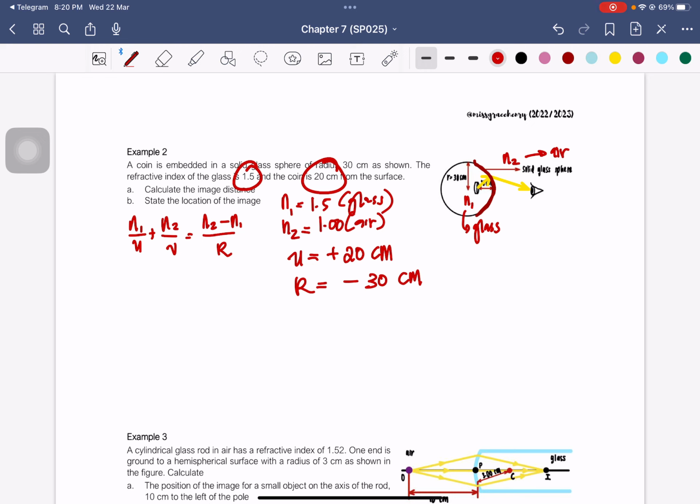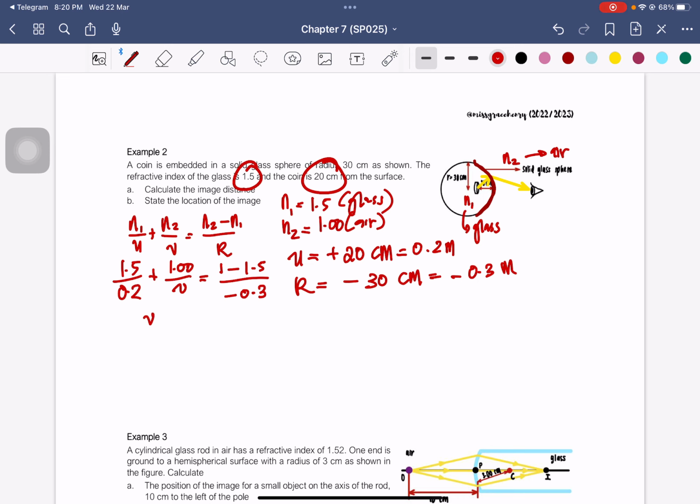Right, so we have everything. Just don't forget to convert this into meter. So that is just 0.2 meter. This is negative 0.3 meter. Okay, so now bolehlah kita substitute dalam ni to find the image distance. So n1 is 1.5 divided by 0.2 plus n2, which is 1 divided by v, which is what we are looking for. And then this is 1 minus 1.5 divided by the radius of curvature, negative 0.3.